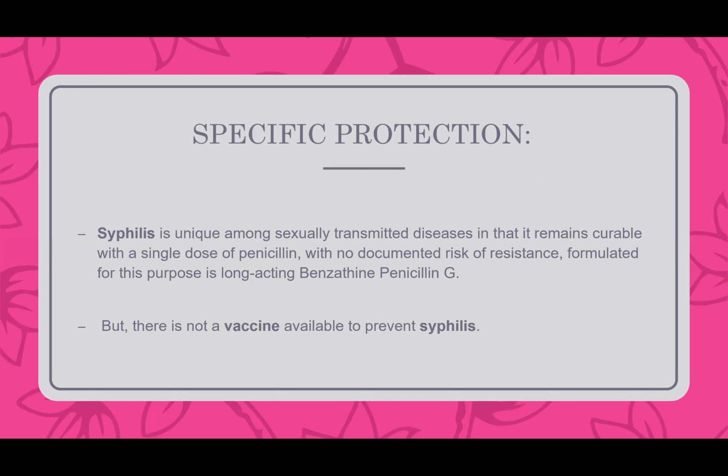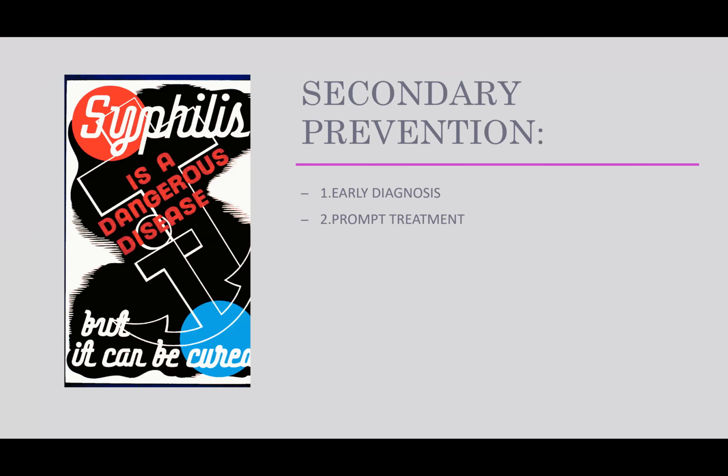Specific protection. Syphilis is unique among sexually transmitted disease in that it remains curable with a single dose of penicillin, with no documented risk of resistance. Formulated for this purpose is long-acting benzathine penicillin G, but there is not a vaccine available to prevent syphilis. Secondary prevention includes early diagnosis and prompt treatment.